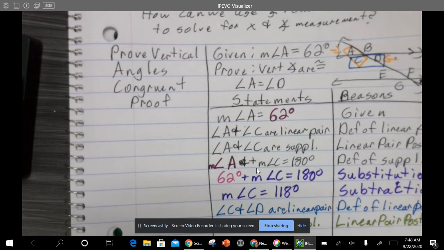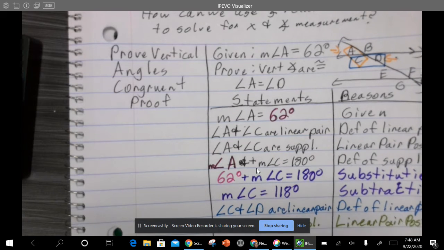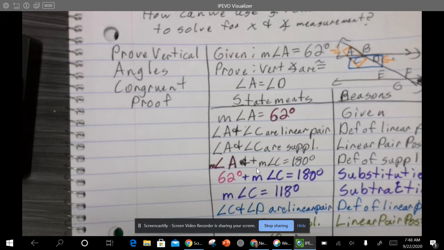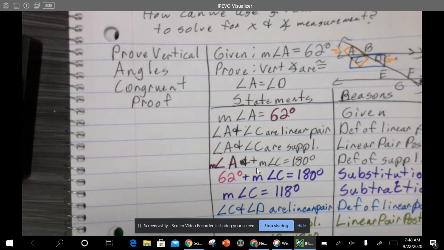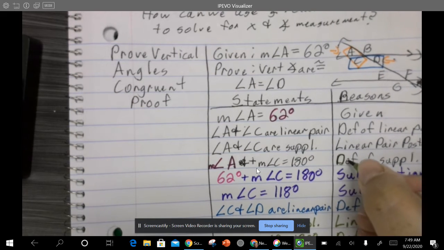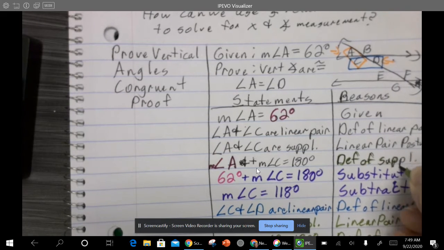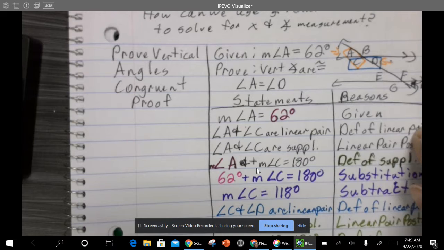Okay, so we're going to go ahead and use the measure of angle C, remember we had that up here. So the measure of angle C plus the measure of angle D is going to equal 180 degrees. Okay, and that's the definition of supplementary. Okay, are you kind of noticing a pattern here? So we had definition of supplementary up here as well. Okay, same with linear pair postulate and definition of linear pair.